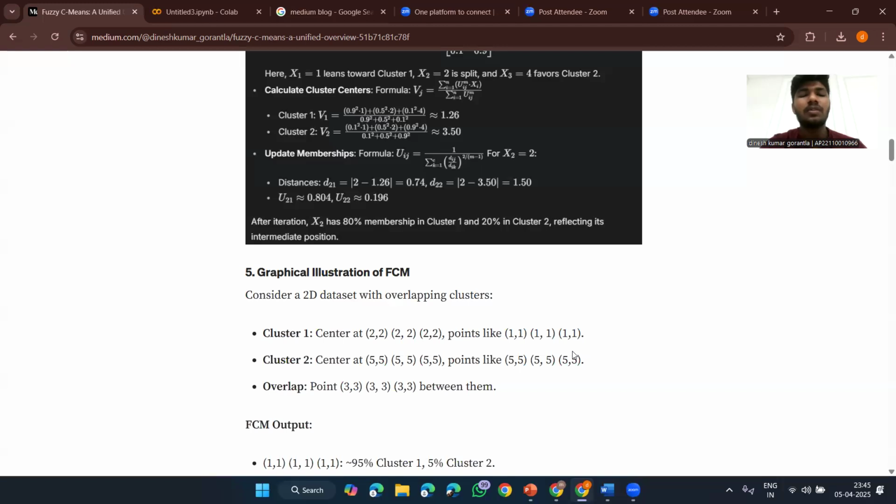For example, cluster 1 will be centered at (2, 2), with points like (1, 1). Cluster 2 will be centered at (5, 5), with points like (5, 5). Overlap: a point (3, 3) lies between them.